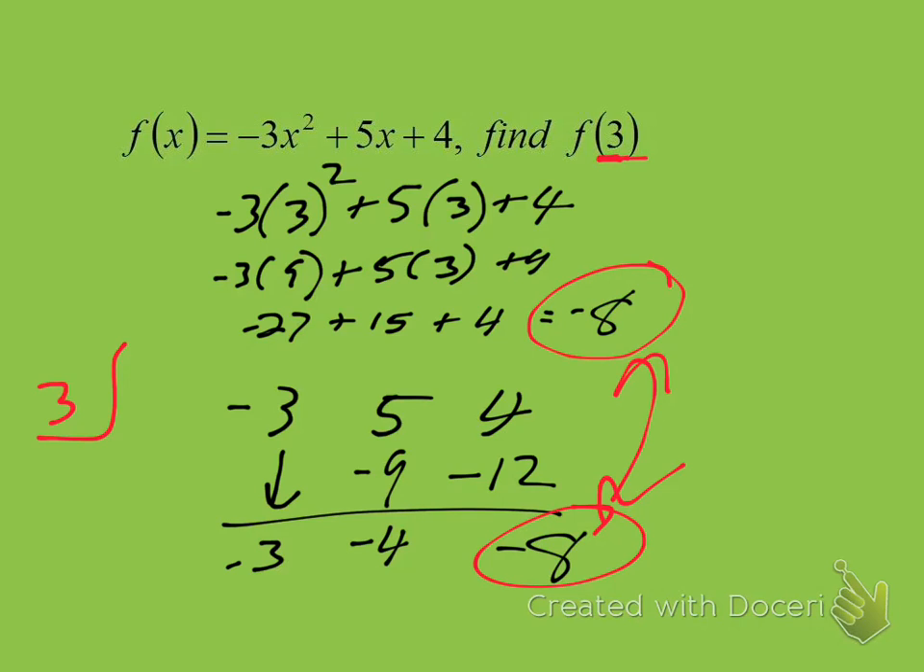Boy, that'd be easy. Here's a quiz: -8, -8, -8, -8. Done. Boy, that'd be a good quiz, wouldn't it? Okay. Make sense so far?